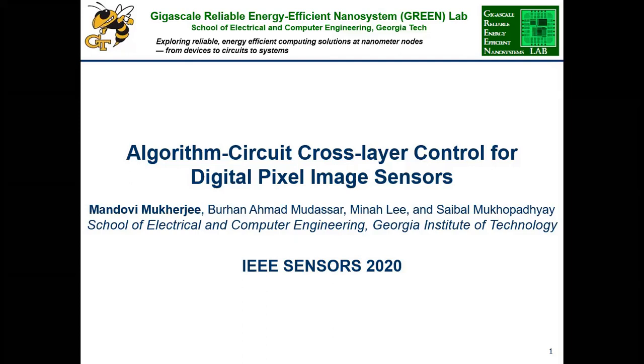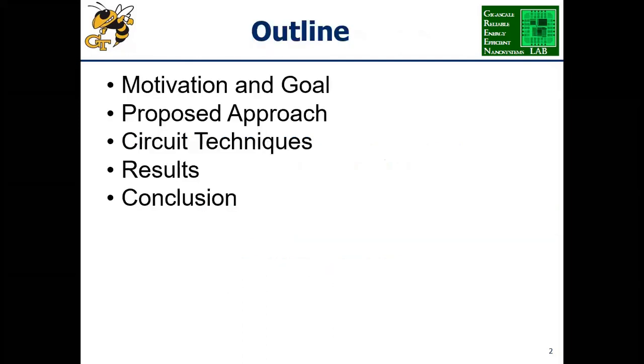So the work that we have carried out in this paper focuses on utilizing cross-layer feedback originating from algorithm layer to control pixel depth of digital pixel circuit layer. So moving on to the outline of this presentation, I will first start off by describing the motivation and goal behind the work, followed by an overview of the proposed approach. After that, I will talk about some of the circuit techniques involved in the work. I will then go on to talk about the results and finally conclude the presentation with some of the future directions of the work.